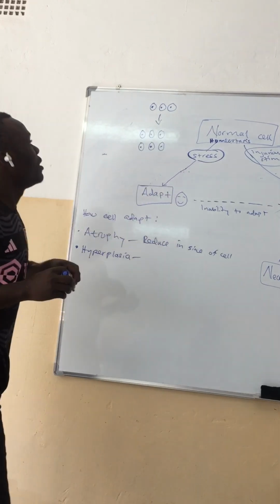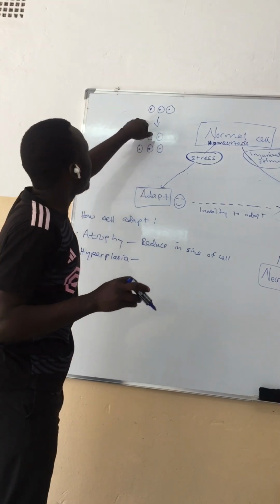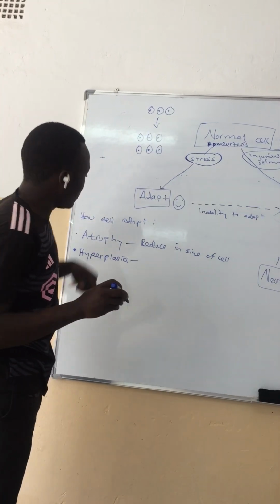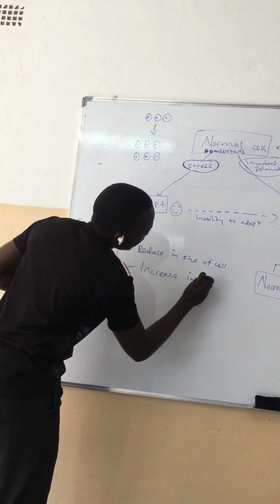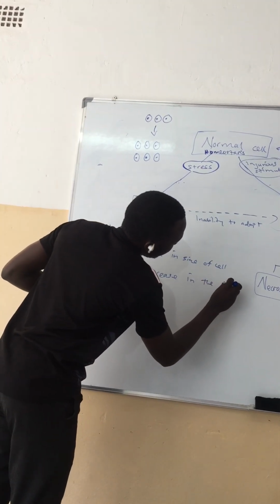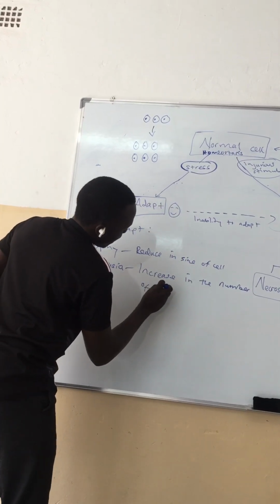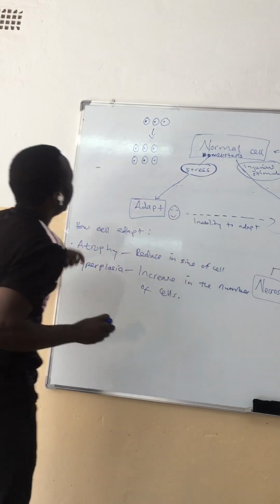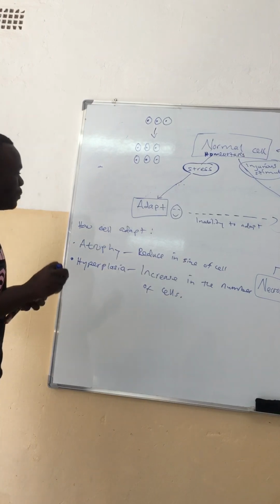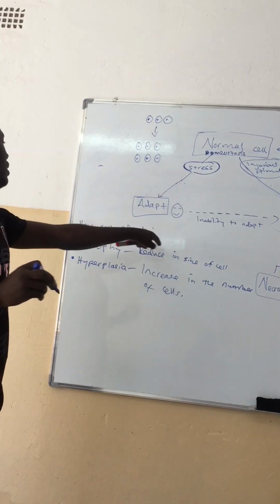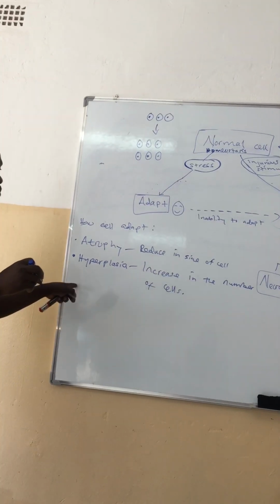So this is hyperplasia now. From 3, you've seen that the number has changed from 3 to 6, which means there's an increase in the number of cells. That is what we call hyperplasia. It is one way in which the cell helps itself to adapt.